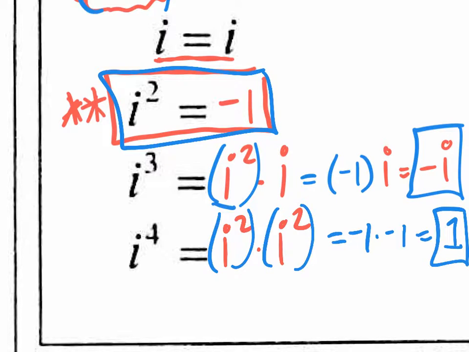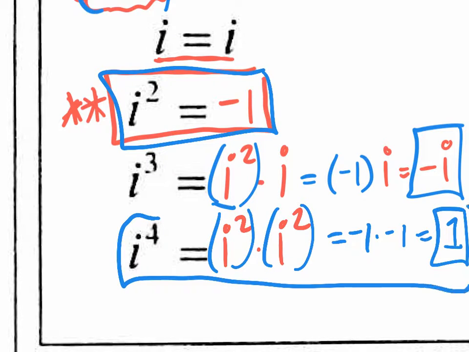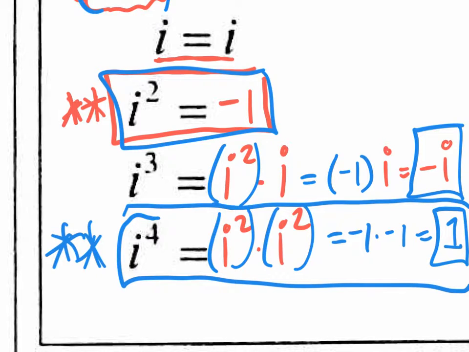Do me a favor. Box this guy in. Put some stars, whatever, highlight. As a matter of fact, turn to somebody right now and tell them I to the fourth is 1. Okay, how about this? Tell them I squared is what? Negative 1. I to the fourth is 1. Okay, if you memorize those, you're good. This is going to be cake.